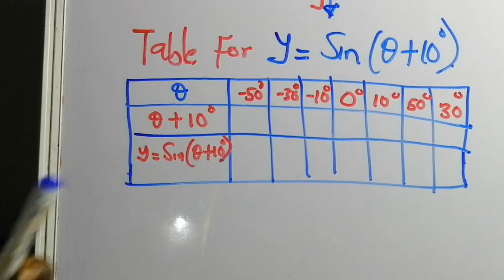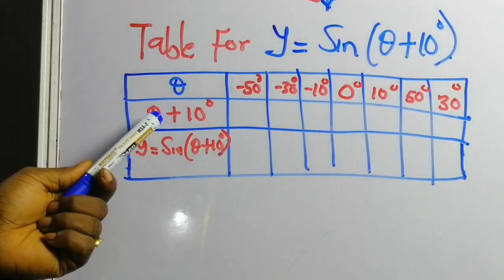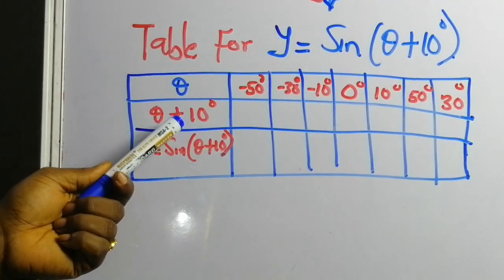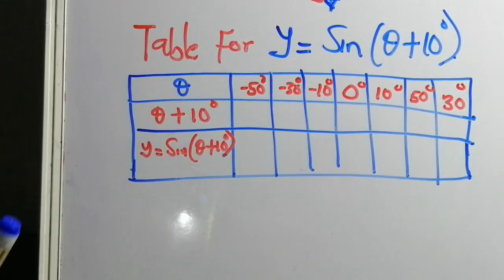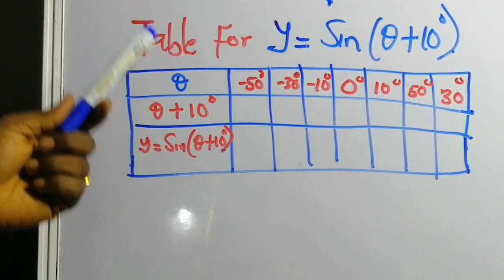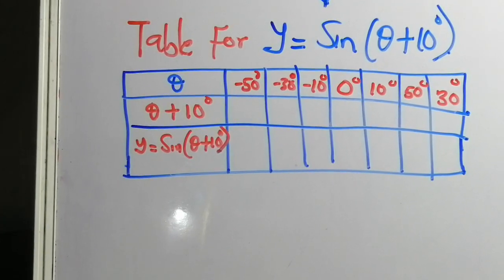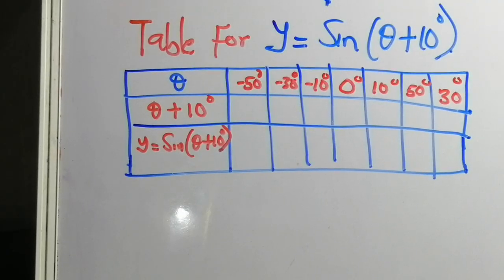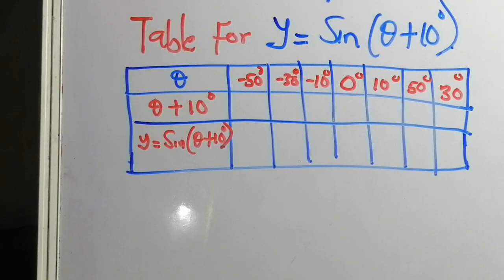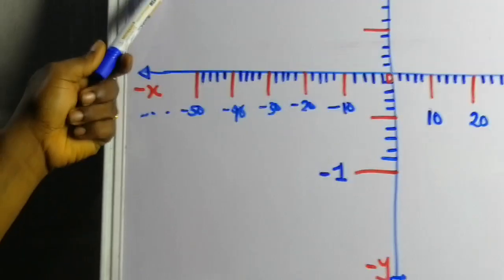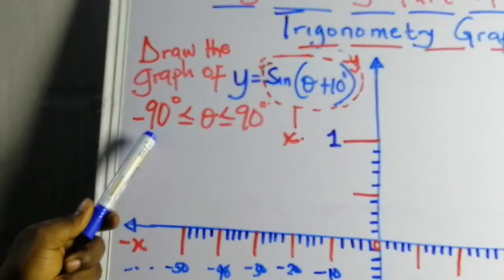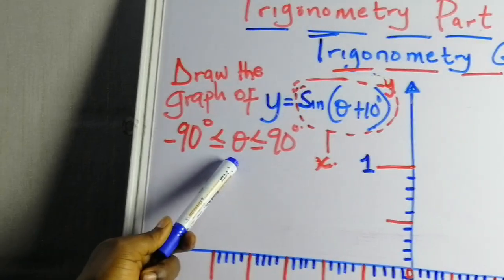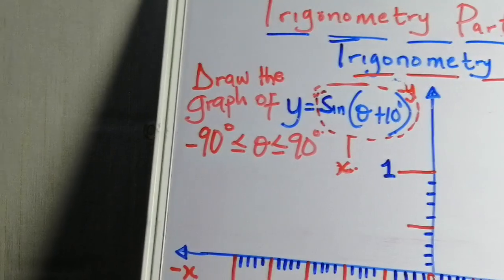So now, see from here, you have theta plus 10 degree. What does that mean? I have my theta already. They're giving you your theta. Your theta ranges from minus 90 to plus 90. I can pick any value I like.